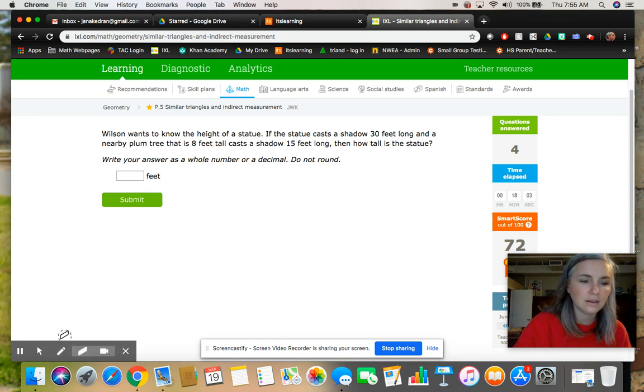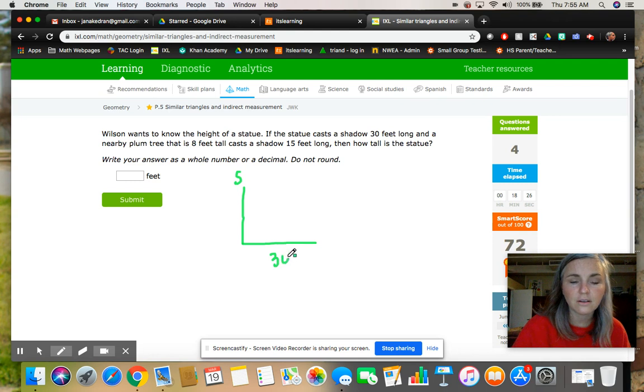So if I have a shadow, if I have a statue, that was really terrible. I'm going to try that again. If I have a statue, and I'm going to just put an S up here to stand for statue, and it's going to cast a shadow 30 feet long, that 30-foot long shadow is going to be on the ground. So I'm going to put a 30-foot long shadow on the ground, and I'm just going to put an H here for shadow since they start with the same letter. So I put an S for statue, and an H for shadow just to remind myself. So here's my first triangle.